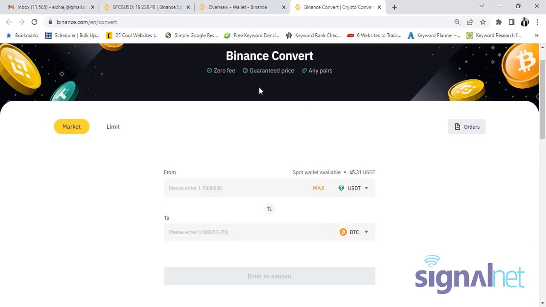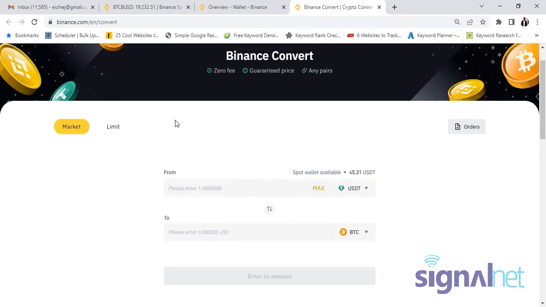You could have come to this section on Binance Convert. All you had to do was this. You can see it's spot wallet. This is the quantity of USDT in my spot wallet. I have about 45 USDT in my spot wallet.